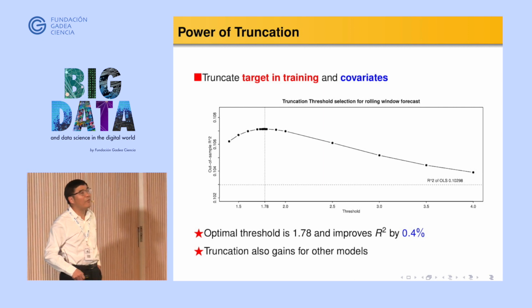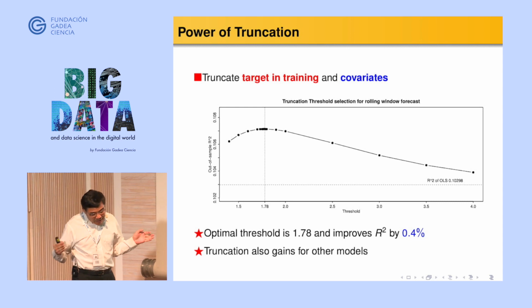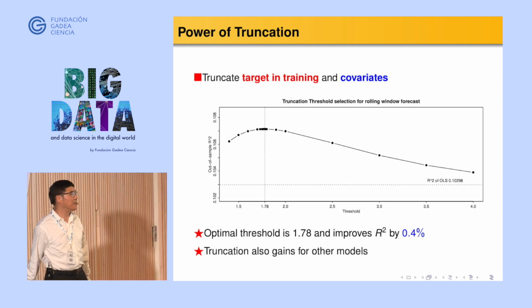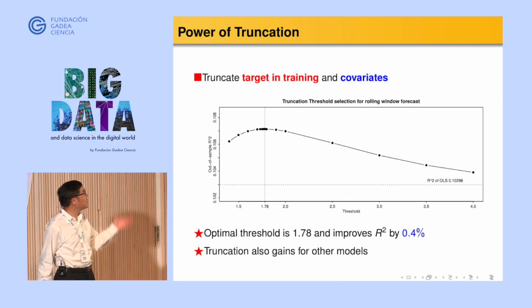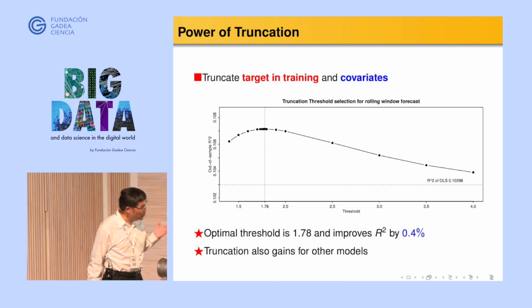And we do truncation for other statistical models, more complicated models too. At the end of the day, your learning sample is more robust, and you're getting better forecasting. So this is just a quick way to illustrate the power of truncation.